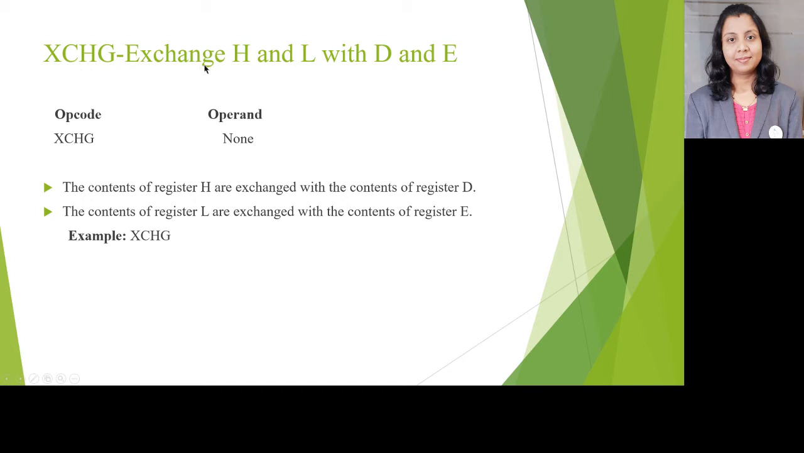XCHG, exchange HL with D and E. The opcode is XCHG, operand is none. The contents of register H are exchanged with the contents of D. The contents of register L are exchanged with the contents of register E. Example is XCHG itself.